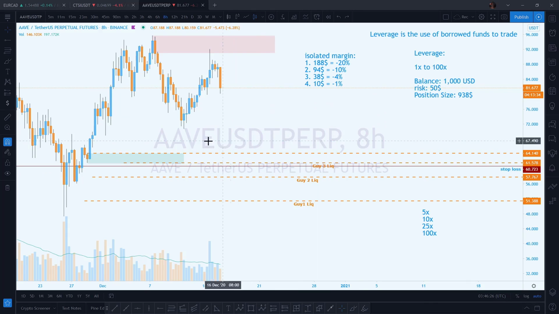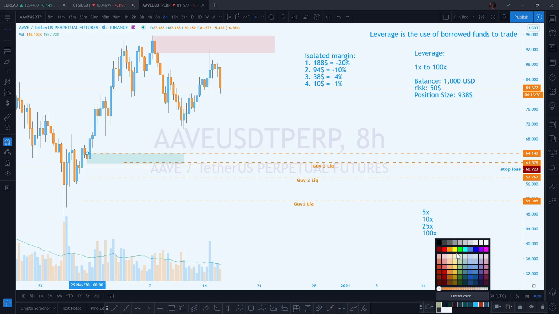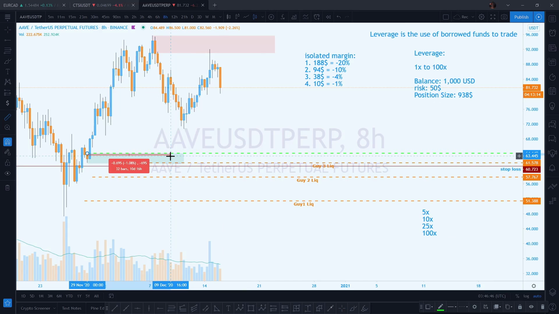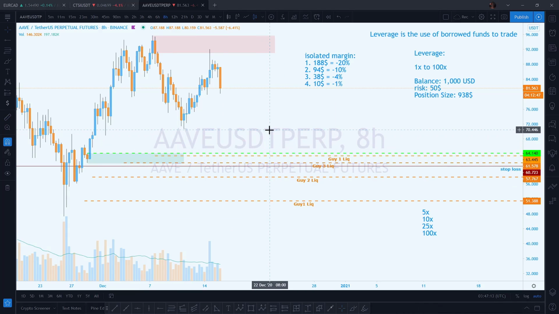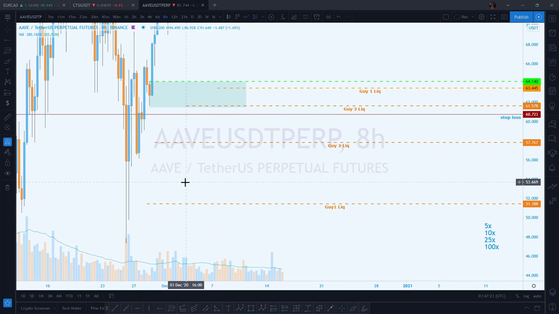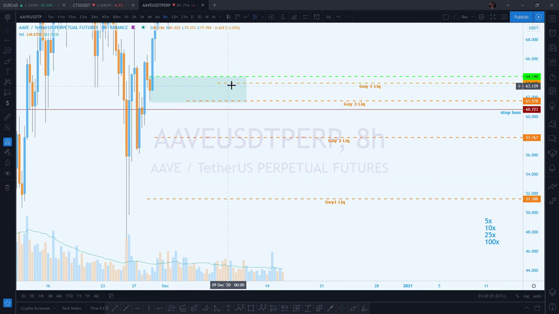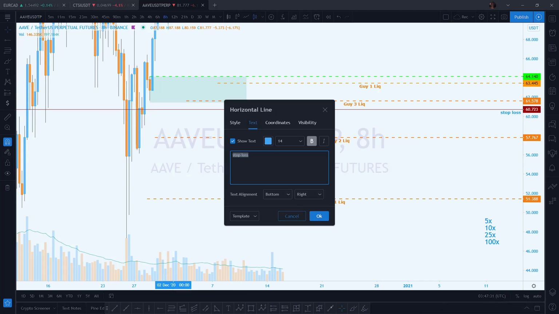Then the fourth guy, just 1%. Let me change this to gray. As I said, entry, just 1% from. Let me just say 1.08 is the same thing, right? Are you noticing something? Let me make this big. This is the fourth guy's liquidation, 1% from his entry, and this is his stop loss.